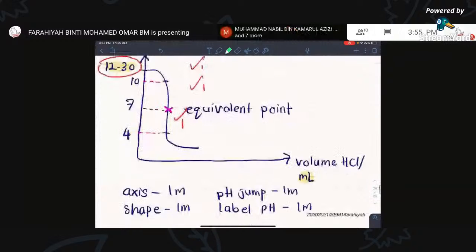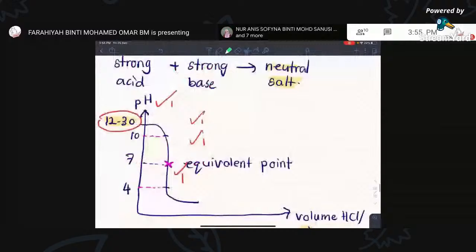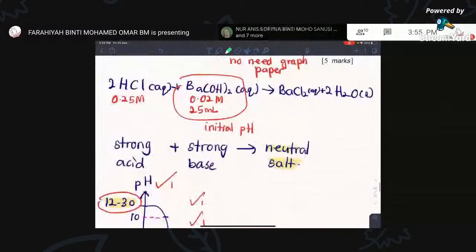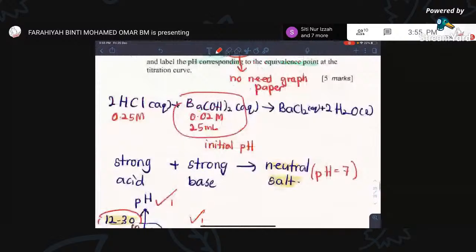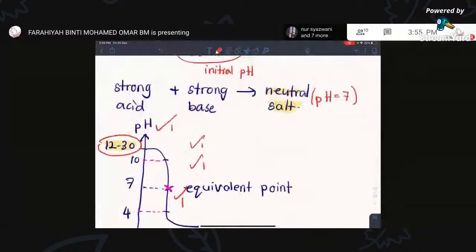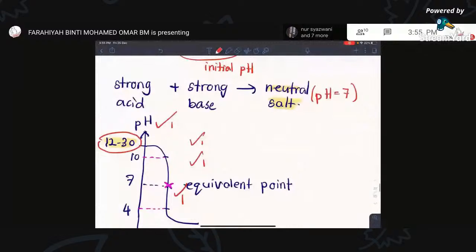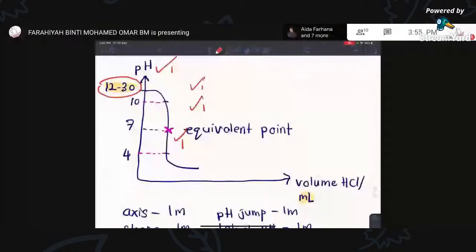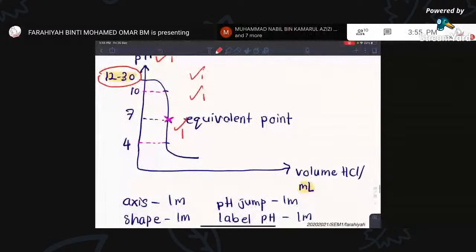And then next, since that yang ini adalah reaction between strong acid and strong base, you akan dapat neutral salt. Neutral salt will be pH equal to 7. Okay, so dia tak minta kamu calculate pun kan, dia suruh kamu sketch je, jadi tak payah buat pun tak apa. Okay, so sekarang ni markah dia di mana? Sorry, markah dia will be as, saya kecilkan sikit eh bagi nampak semua. Okay, maka dia will be at this. Okay, so at this 1 mark.